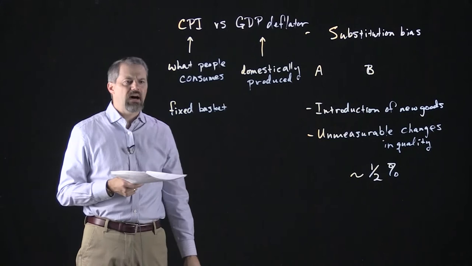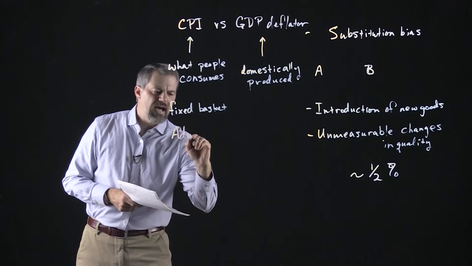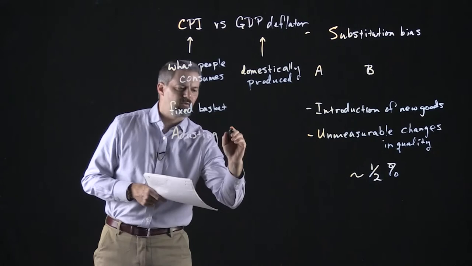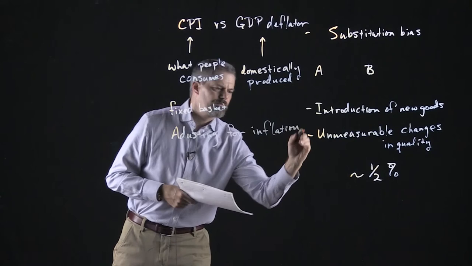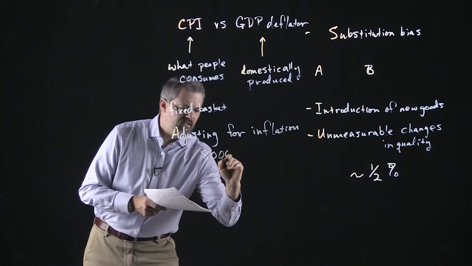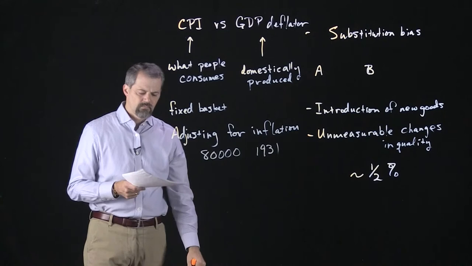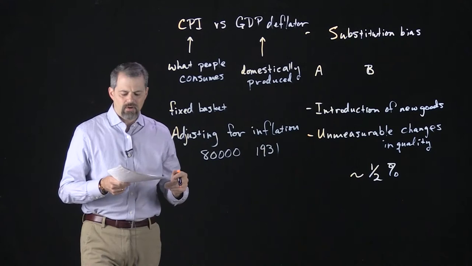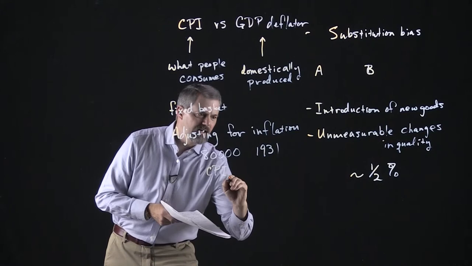Let's talk now about how to adjust for inflation. So let's go back to that example where we talked about Babe Ruth's salary, and let's adjust that for changes in the cost of living or for inflation. So remember that we had Babe Ruth's salary, $80,000 in 1931. Let's think about what that would be in today's dollars. So we need the CPI in 1931. Turns out that the CPI in 1931 was equal to 15.2.